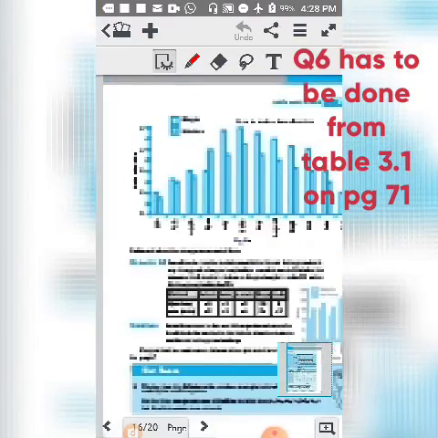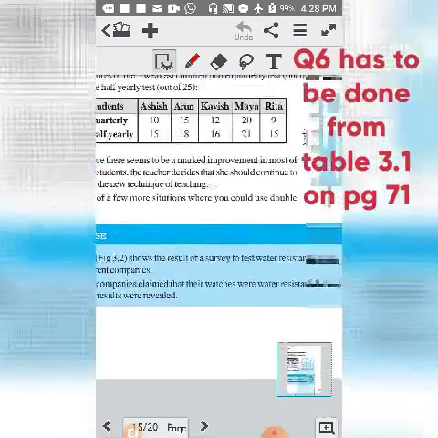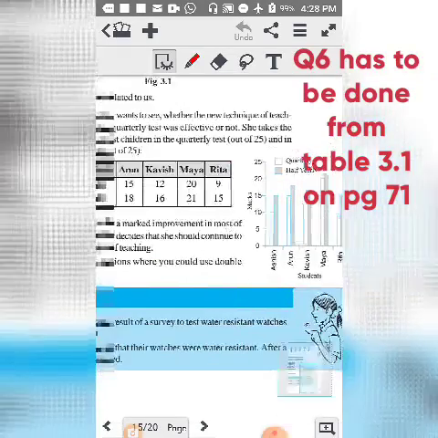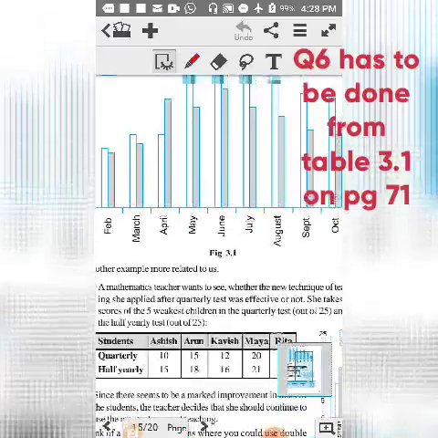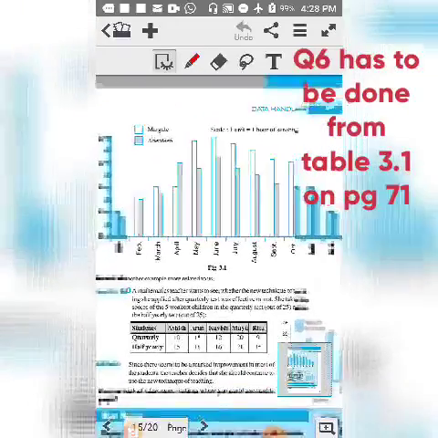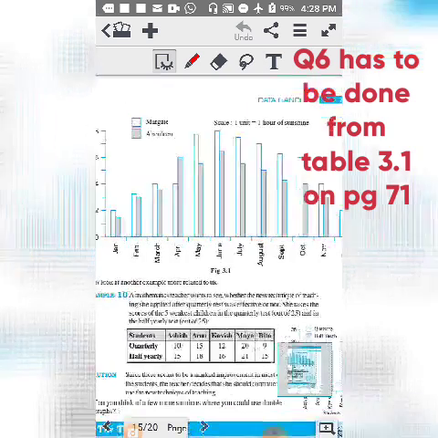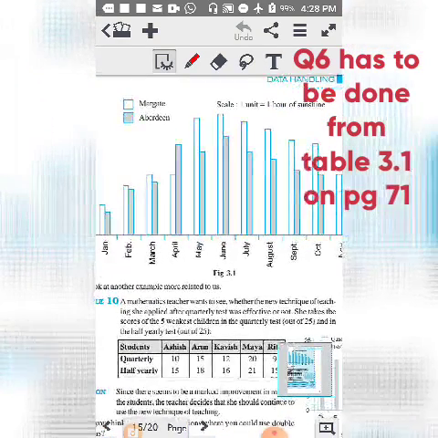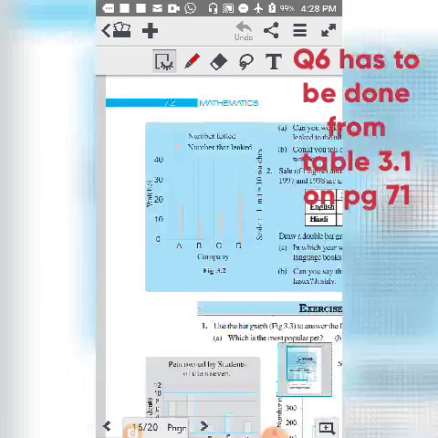Table 3.1 is given here. Numbers are written here. In this the bar graph is already shown. Now you have to read and tell the answer, which one is more. It is showing two things, one is a white rectangle and one is a shaded rectangle. You have to give the information according to the bar graph, what is asked.